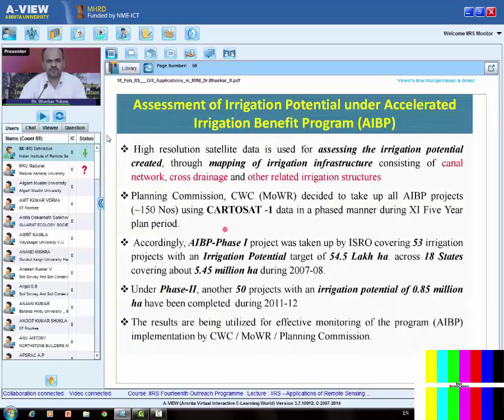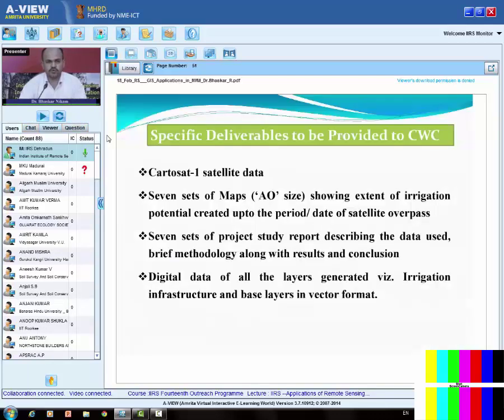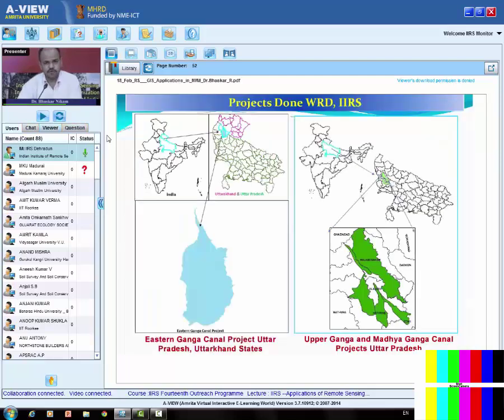So the objective was to monitor the progress of those projects. So I'll show you a case study. The deliverables of those projects were, we were supposed to give them the Cartosat data, the CWC was the nodal agency, so we were supposed to give the Cartosat satellite data to them. Then the A4 size map of that entire command showing the irrigation potential created and the dips and everything, and the report also. So we did this exercise for Eastern Ganga Canal project, Madhya Ganga Canal project.